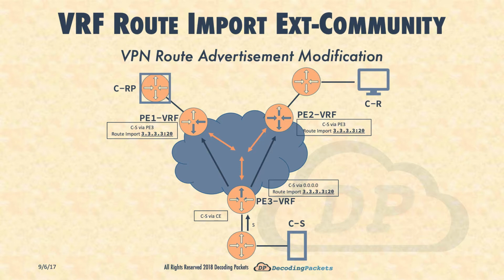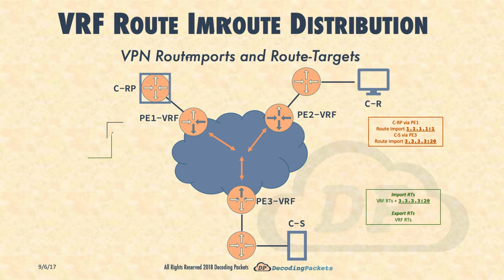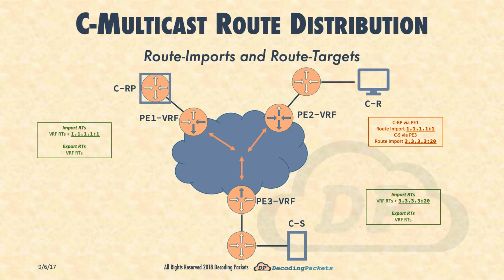Time to actually utilize the route import to our benefit with the C-Multicast routes. Before we explore the actual C-Multicast route distribution, a word on how to read this diagram. The green boxes depict the VRF import and export policies and are only included for the boxes they are relevant for, and that would be PE1 and PE3. The orange box depicts the VRF unicast RIB, and again it's only included for the receiver site, which in our case is PE2. Let us look at what the boxes actually indicate.